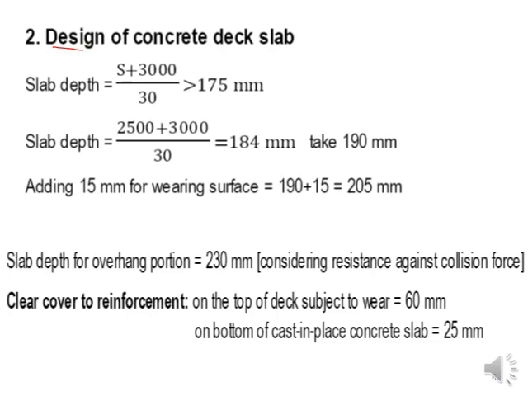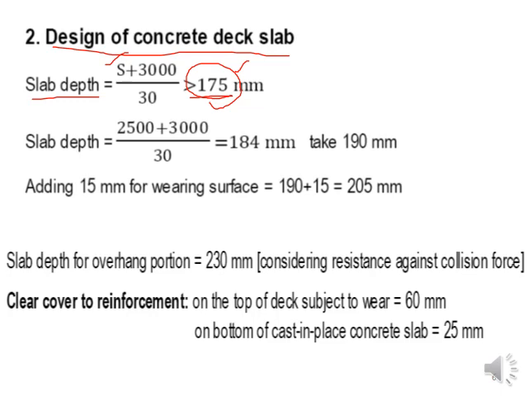Now, the second step is to design the concrete deck slab. For that, we know the slab depth formula from the AASHTO table: (S + 3000) / 30, and it should be greater than 175 millimeter. That value is also very familiar, and AASHTO gives it as the minimum deck slab depth.